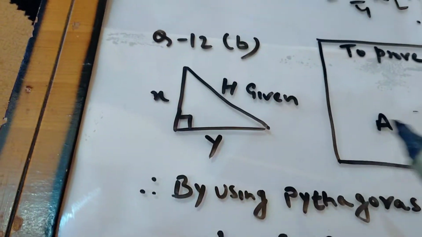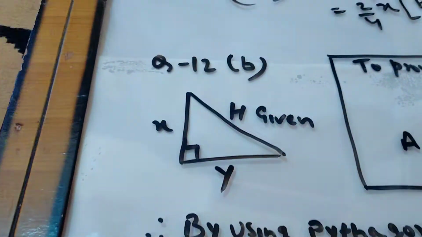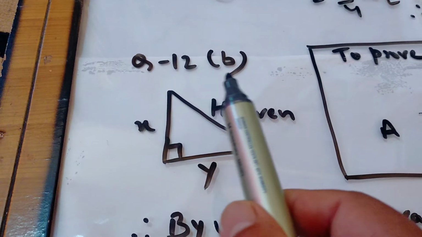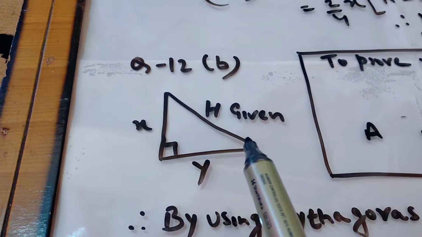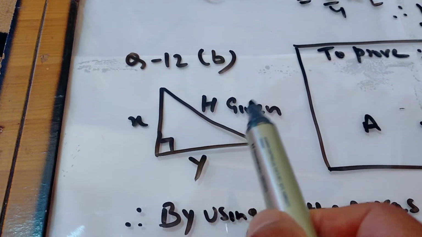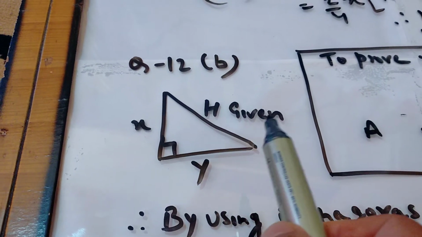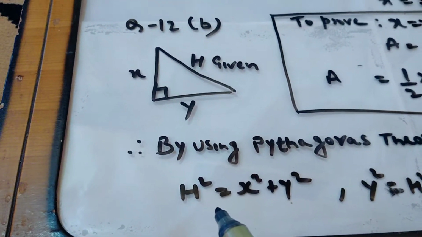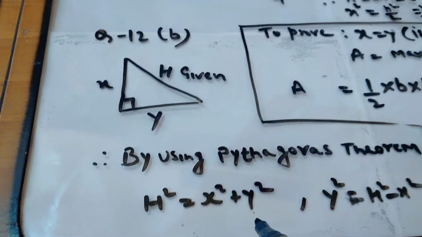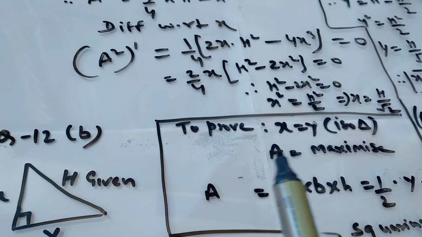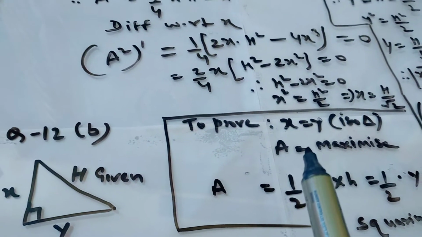So that was the question. Once more I want to dictate it. Question number, it was 2020 12th B. A right angle triangle was given. The hypotenuse is given, so we can take its value as a constant. So applying Pythagoras, we got h square is equal to x square plus y square. We have to prove that it is an isosceles triangle, and we have to maximize the area. Two things we have to do in this question.